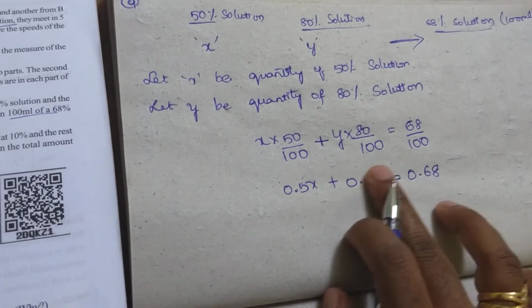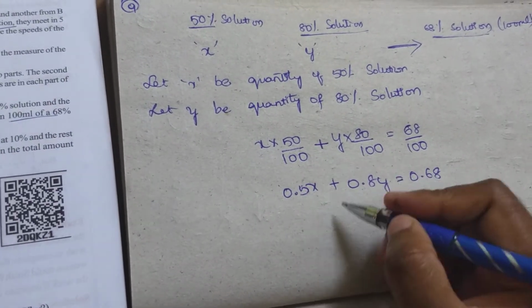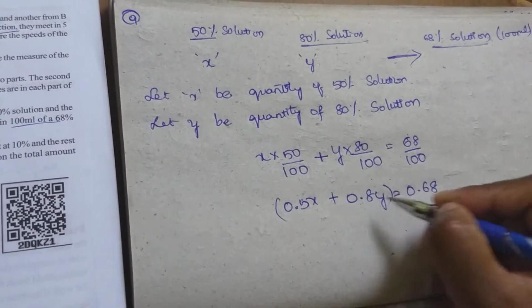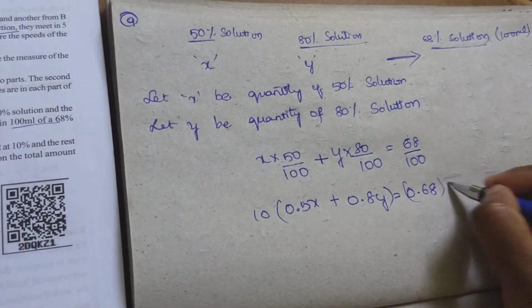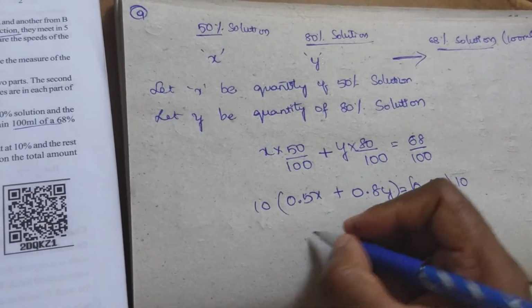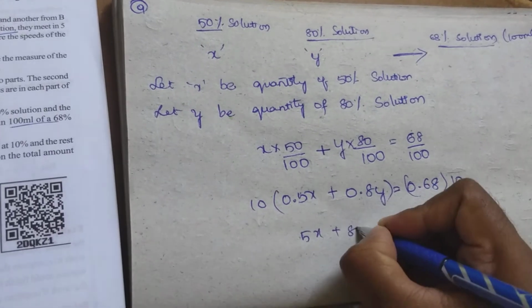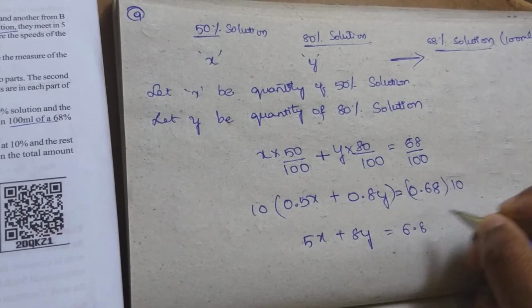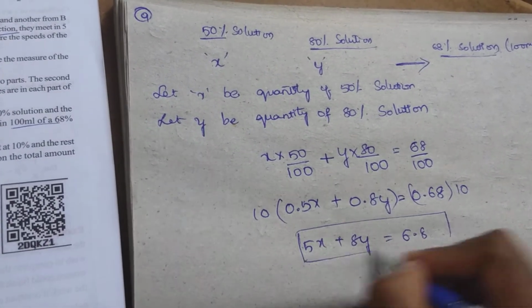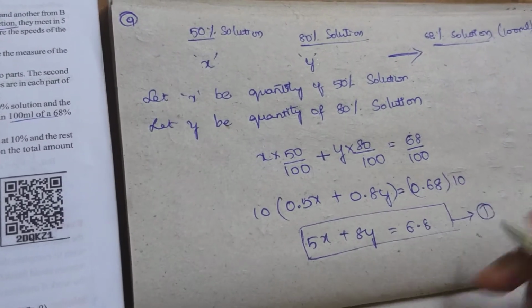So here let me multiply this entire equation with 10 on both sides, this with 10 and this with 10. What do you get? You will get 5x plus 8y equals 6.8. So put this as equation 1.